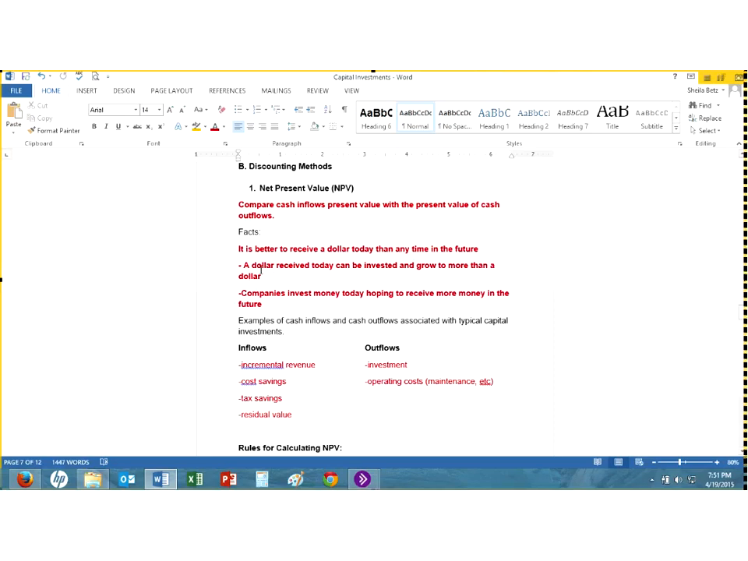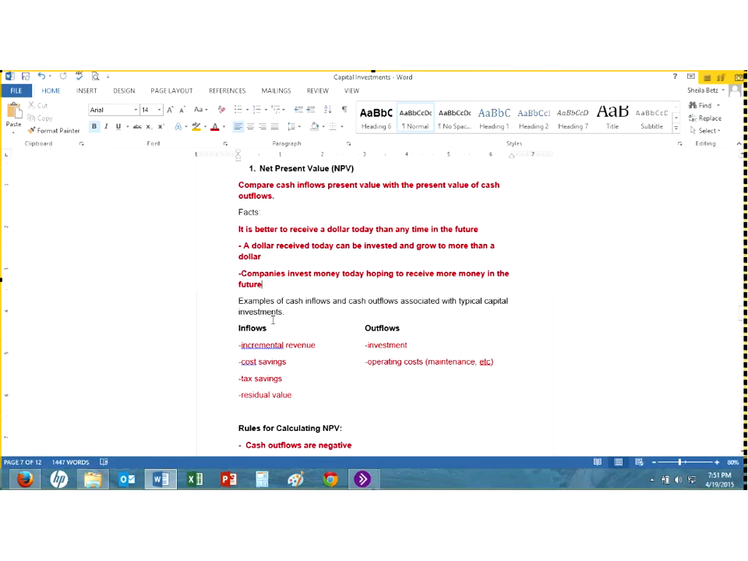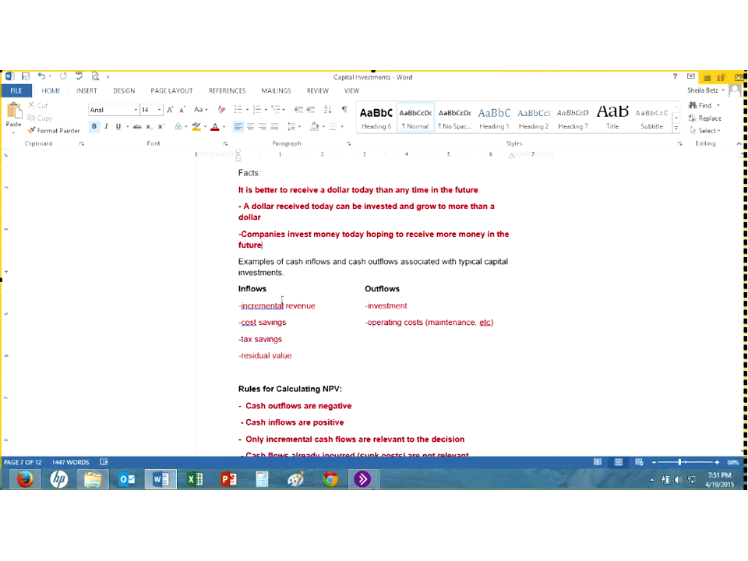You cannot buy a bottle of Coke for 5 cents now. Another fact, $1 received today can be invested to grow to more than $1 in the future. And companies invest money today hoping to receive more money in the future. So with that in mind, we're going to be looking at net present value. And once again, our goal here is to take future money that we're going to receive or future money that we're going to pay and say, what is that worth in today's terms? So we're going to be looking at cash inflows and cash outflows.